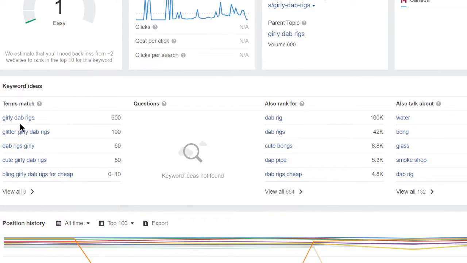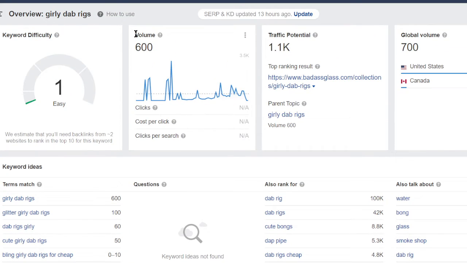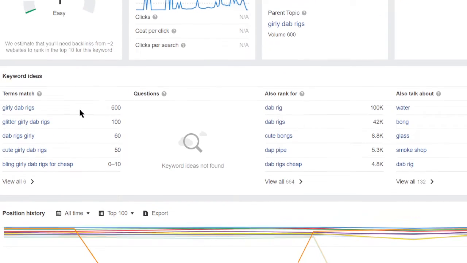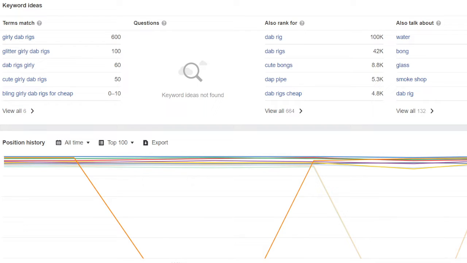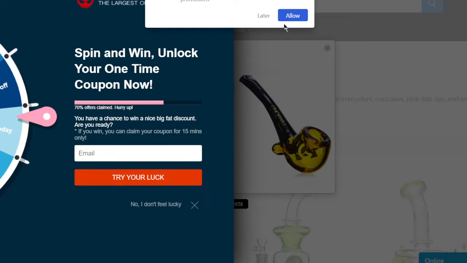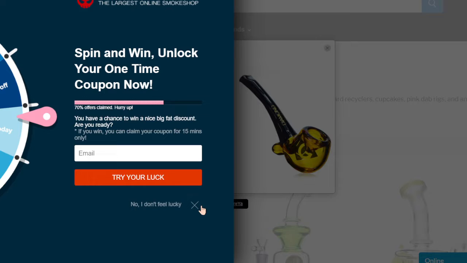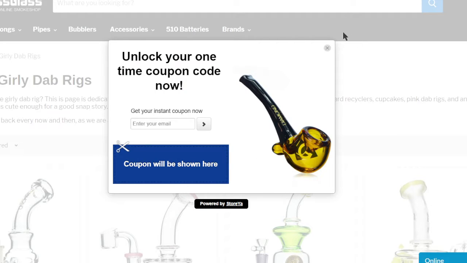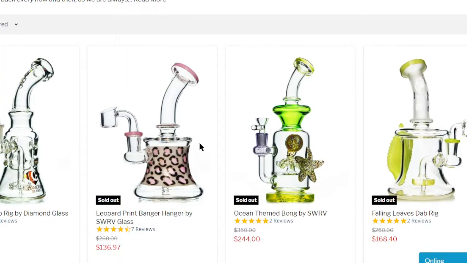Then let's look at girly dab rigs. Again, just that one keyword has a volume of 600 in US. Okay, Canada it's 40, and I feel there is very little competition for this. And this is the site which is ranking for that. Okay, it's this website, and just look at them.